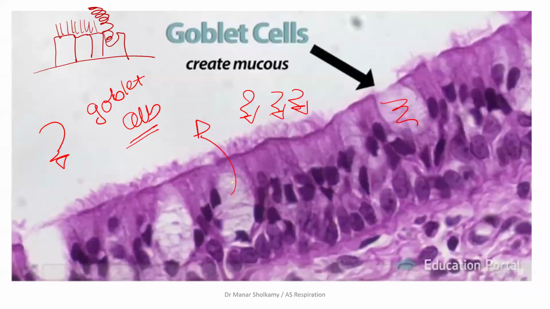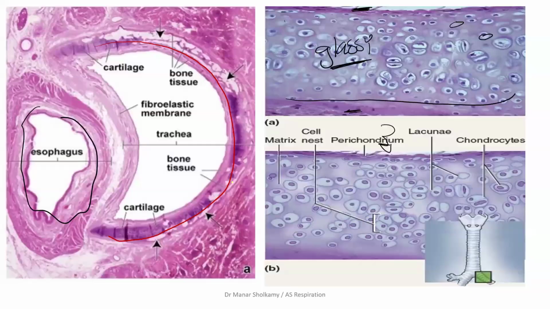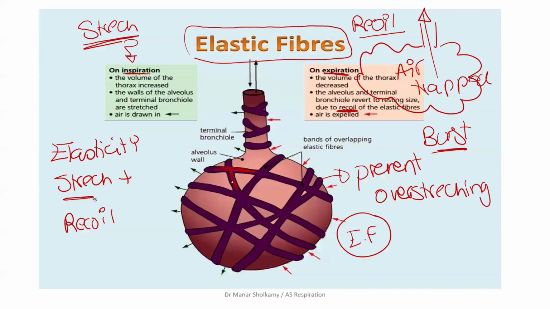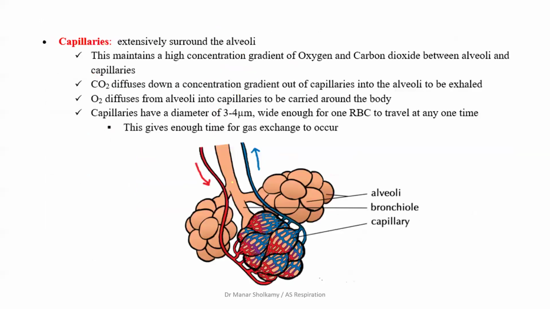Now let's go back one by one. We stopped at the alveoli. We said the alveoli have lots of elastic fibers. I hope you understand why they are important. Also the alveoli are surrounded by many capillaries. I just said why these capillaries are important. Why are they important? What do the capillaries provide? Oxygen.